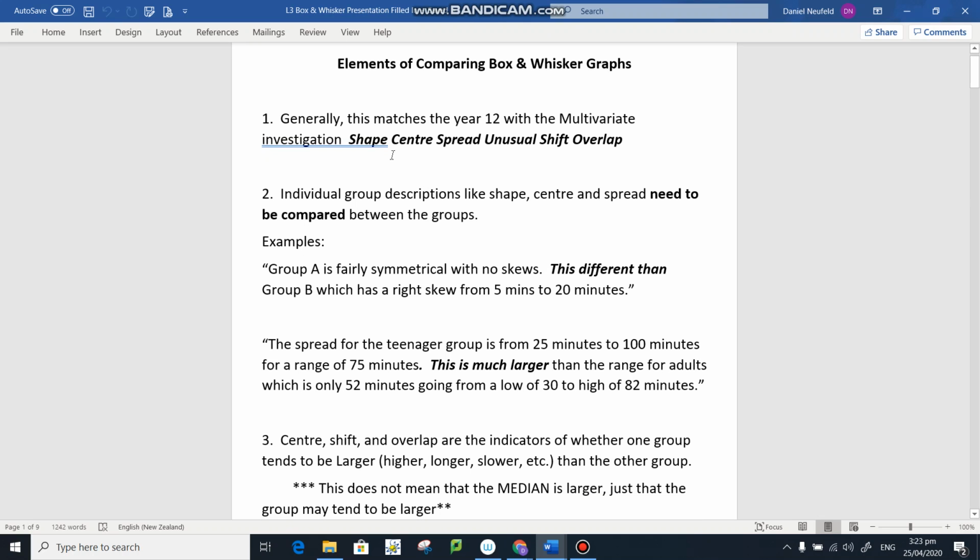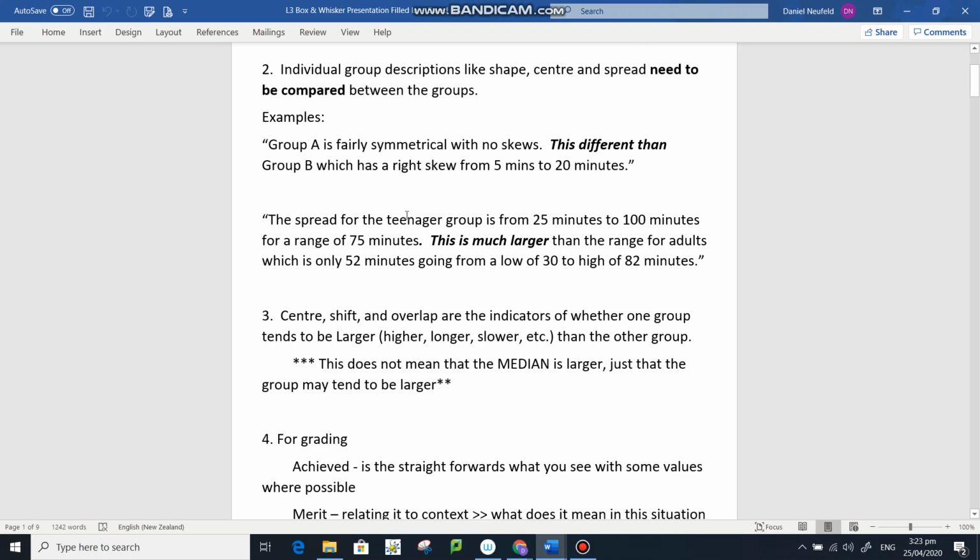When we're looking at it, we're looking at shape, center, spread, anything unusual or outliers and clusters, the shift and the overlap. When you talk about two different groups, you always have to be comparing them. You can't just do individual descriptions. Here I say that group A is fairly symmetrical with no skew. This is different than group B, which has a right skew from 5 minutes to 20 minutes. Or the spread: I say what the first one is and then I compare it. So you need those comparisons.